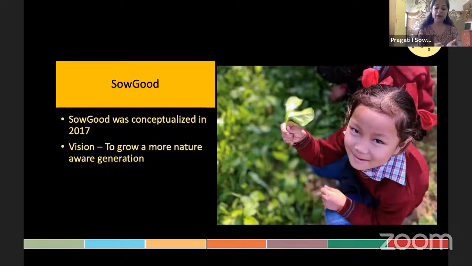In 2017, we started SowGood from a very small farm, as an after-school activity area, where children would come, and everything was done along with children. It was made a very experiential space where children would understand the importance of healthy soil. They understand seasonality, what can be sown when, they would put the seeds in the soil, and that entire experience from sowing seeds to taking care of the plant and then harvesting was all experienced as a journey by children. The vision, as we say, is to grow a more nature aware generation.